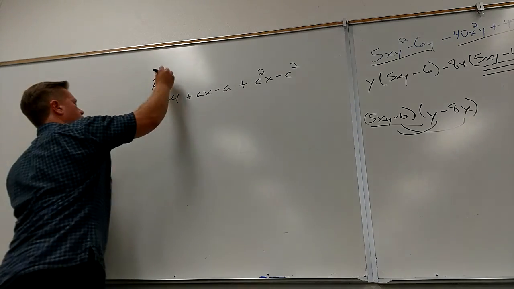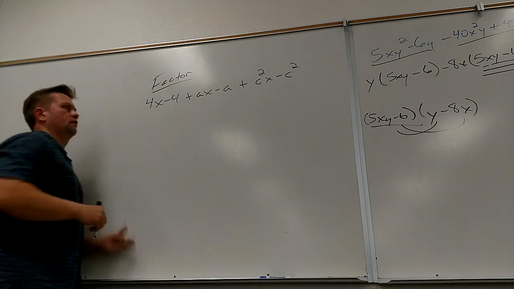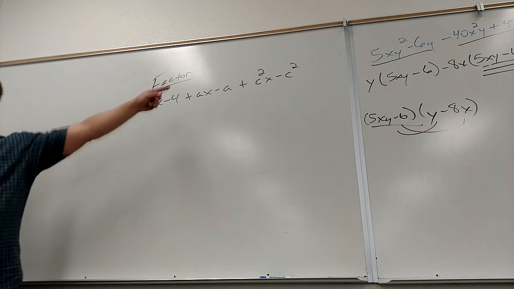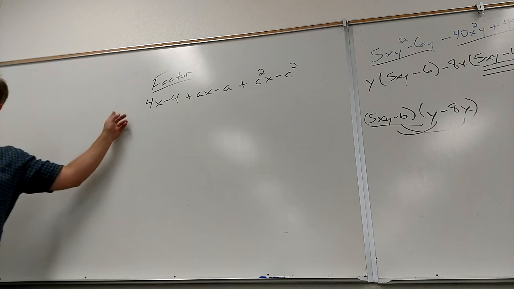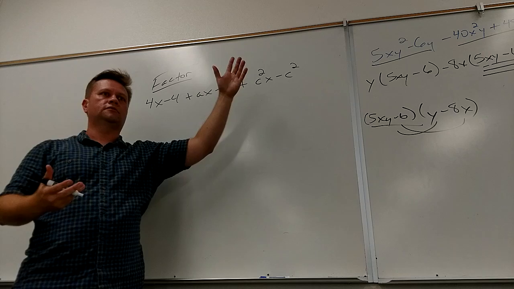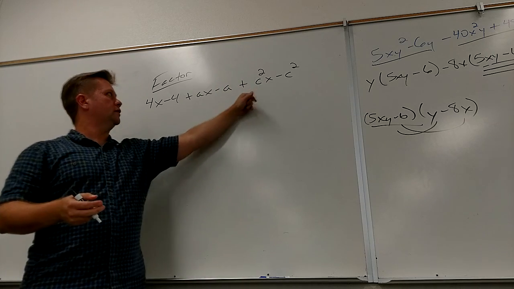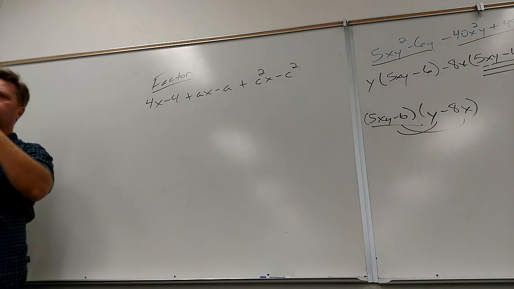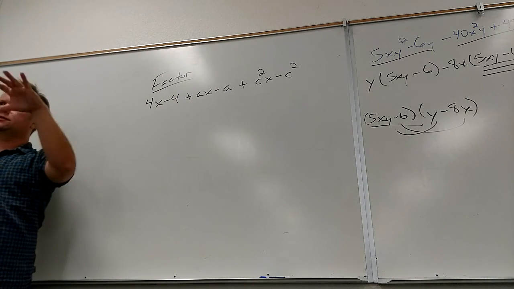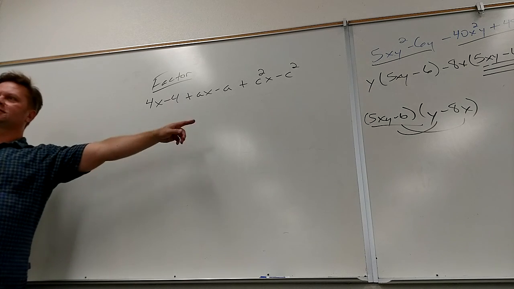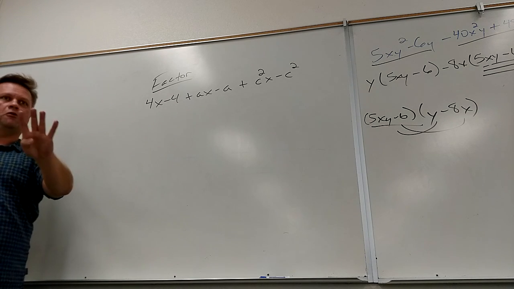So the instructions are going to say factor this. So any GCF across the whole thing, anything goes into everybody? No, all right? They don't all have C's, they don't all have A's, they don't have all 4s, they don't all have X's, they don't have all anything. So how many terms are there? 6. 4 or more means group.